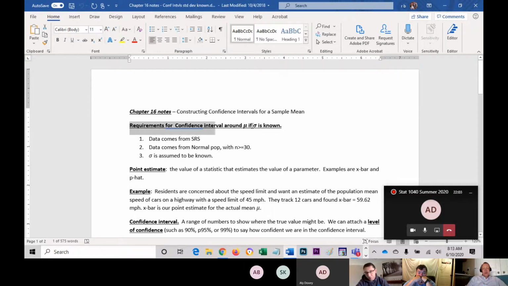Okay, so the requirements for a confidence interval around mu if sigma is known. The data must come from a simple random sample, okay? So we're going to pretty much assume, for the most part, that our data comes from a simple random sample. The data must come from a normal population with n greater than or equal to 30, and sigma is assumed to be known, okay? And so that's going to be the case here.